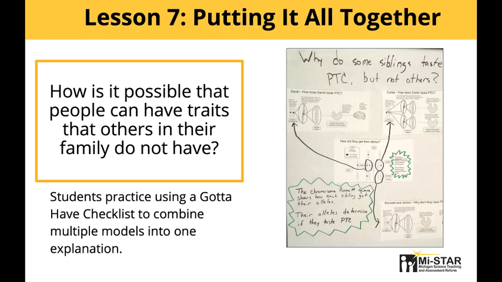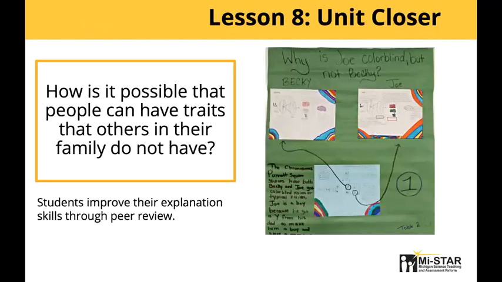This lesson is designed to help students fit their different models together to develop a complete explanation for how it is possible that Joe is colorblind when Becky isn't. Students practice using a gotta-have checklist to combine multiple models into one explanation. Going into the unit closer, students will have an explanation supported by evidence that encompasses the unit's big ideas.